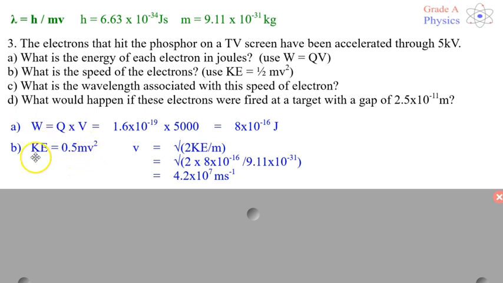So mathematically, fairly straightforward. Rearrange to make V the subject, use your previous value, and we've got the mass of the electron, and we can find the velocity.